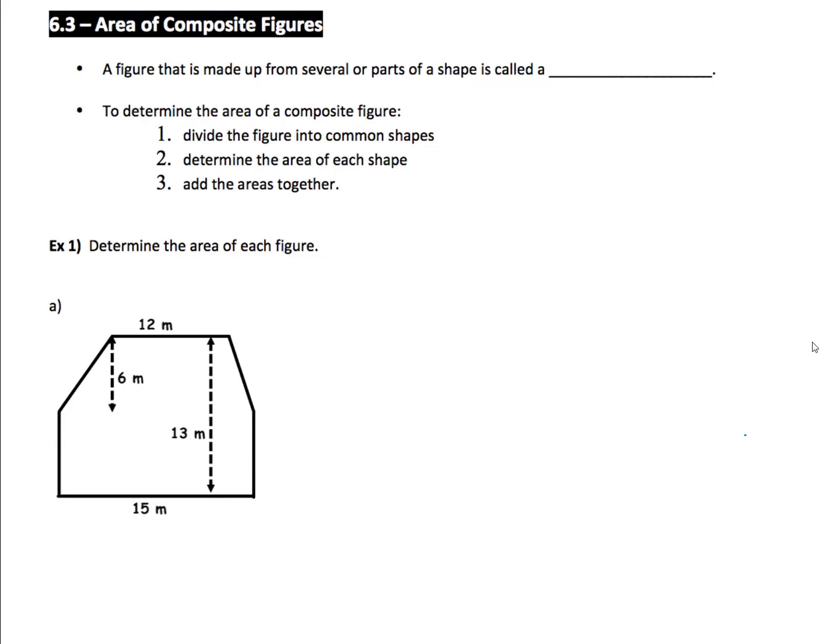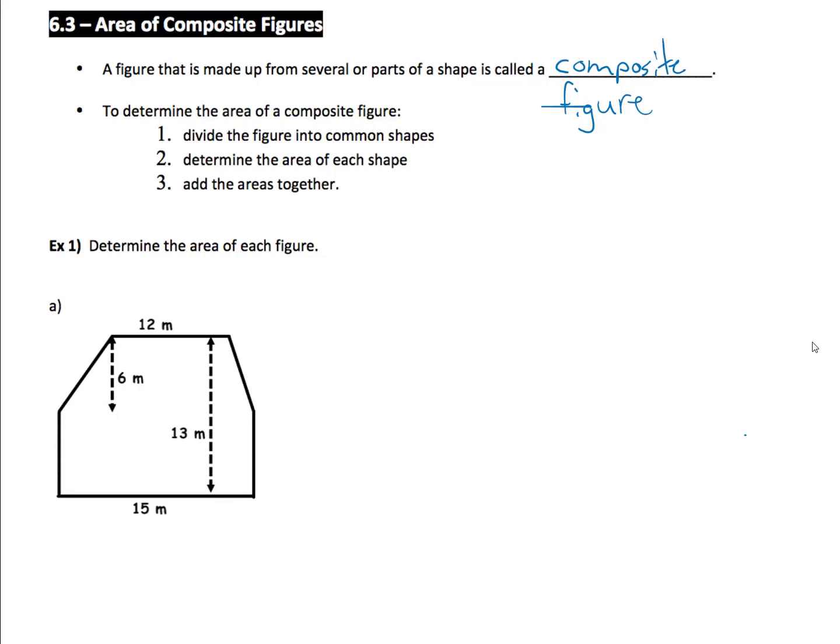A figure that is made up of several parts, or several shapes, is called a composite figure. A composite figure is just a figure that has multiple shapes combined to make one shape.